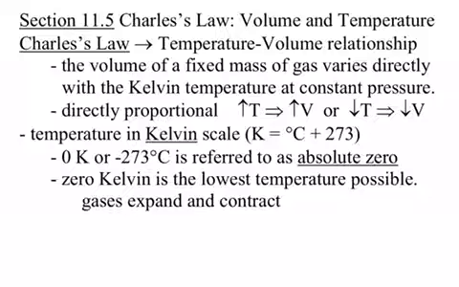And if you recall, to go from Celsius to Kelvin, you simply add 273, as you can see right over here. And the relationship is directly proportional. You see, if the temperature goes up, so will the volume. They both increase in the same direction. So keep that in mind, okay? Remember that 0 Kelvin, which is equal to negative 273 Celsius, is referred to as absolute zero.